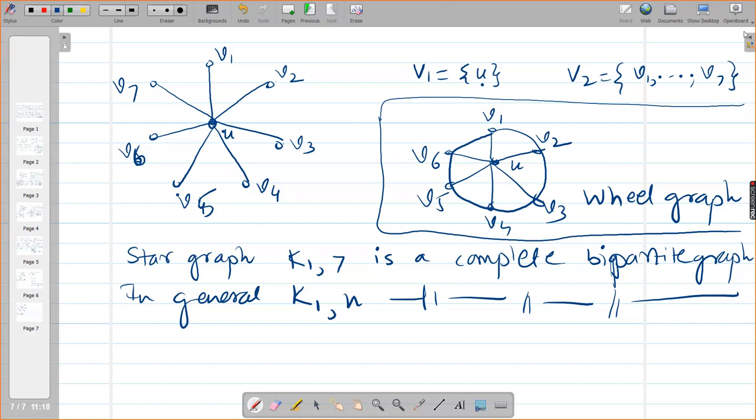Yes, ma'am. Then tell me, is the wheel graph a bipartite graph or not? Do you think the wheel graph is a bipartite graph? What is the difference between star graph and wheel graph?